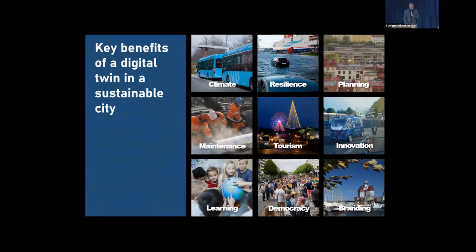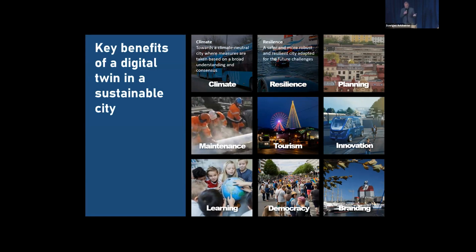So the key benefits of using a digital twin, of course, the climate. We're going to be climate neutral in 2030. We say it's just 7 years. It's a little window of time. So we see that we must use new techniques to get there. Resilience, how we can build a robust city, for instance regarding higher sea levels in the future.